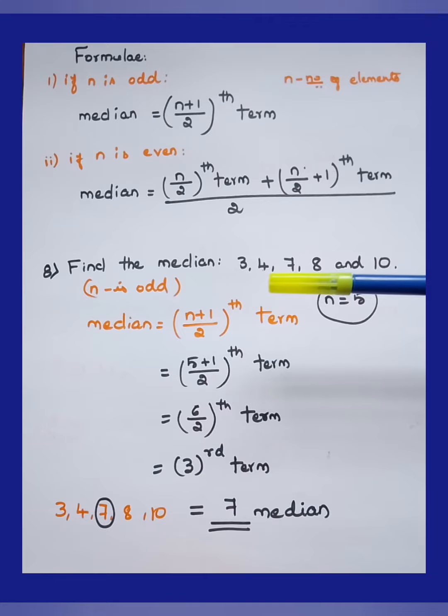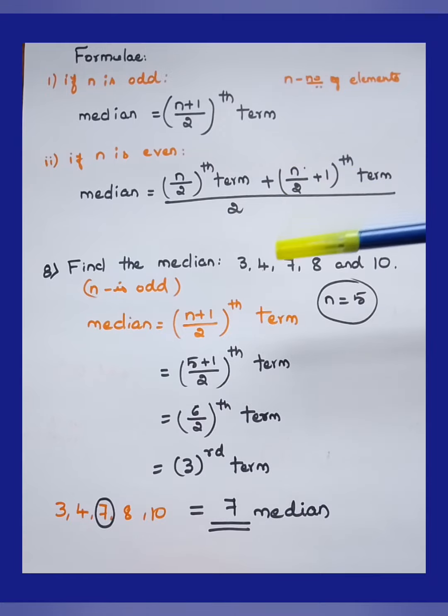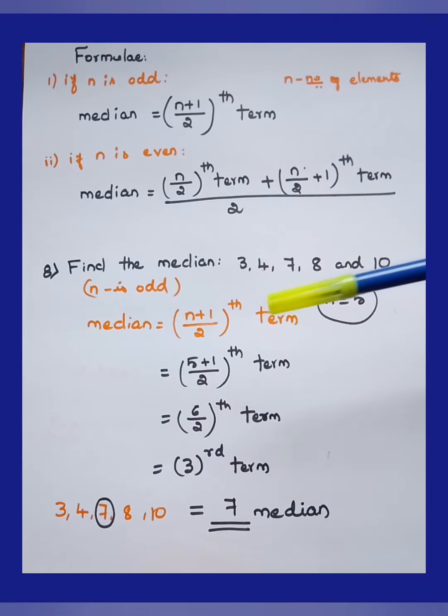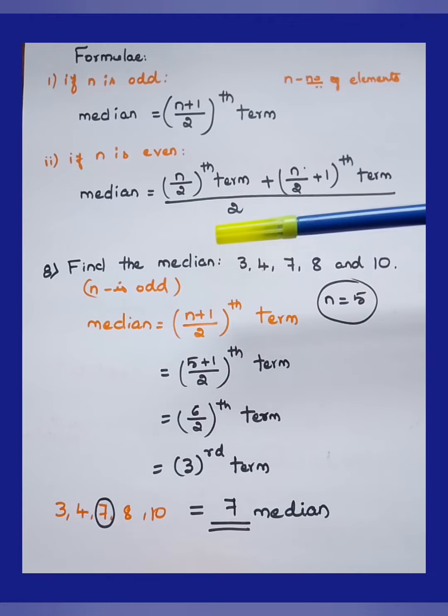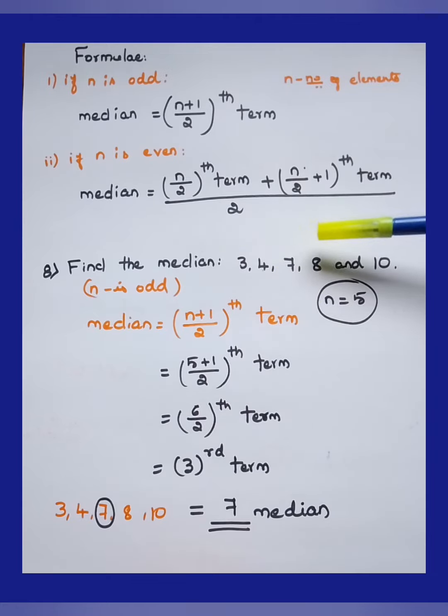If it is an art subject, they can recall the concepts. They may not be able to spend much time there, so they'll just recall and write. Here we have to solve and then find the answers for most of the cases. Find the median of 3, 4, 7, 8 and 10.